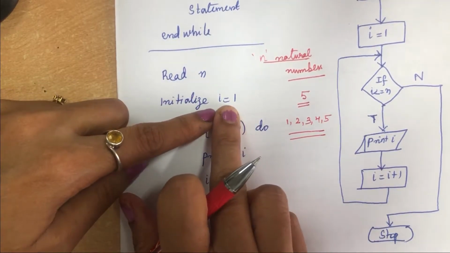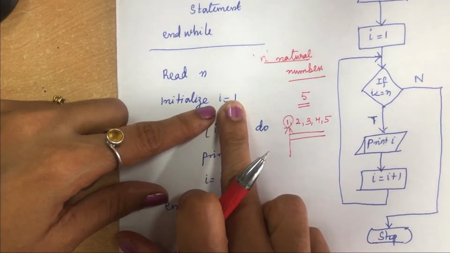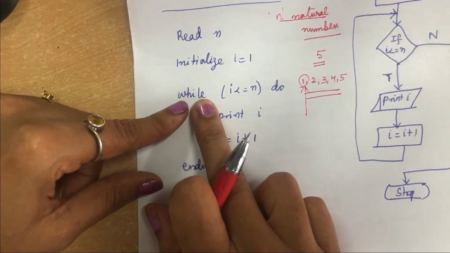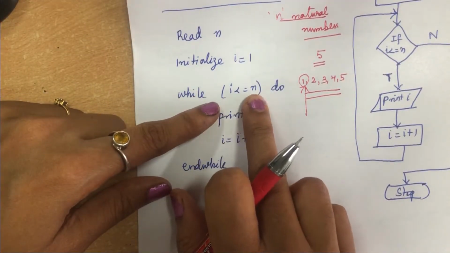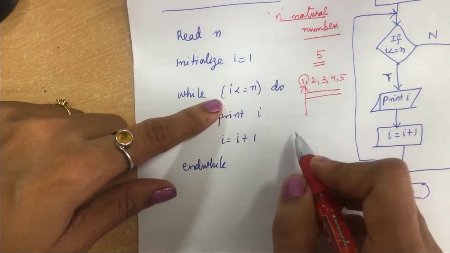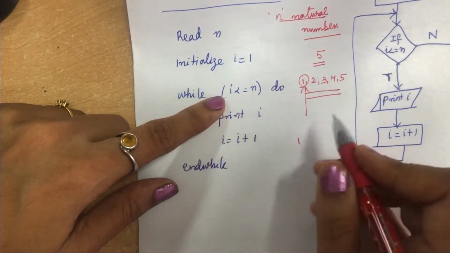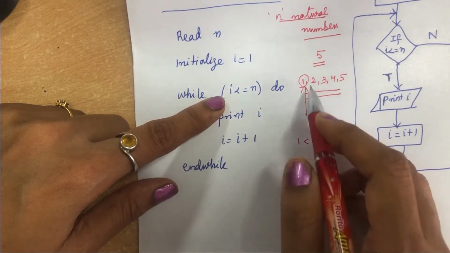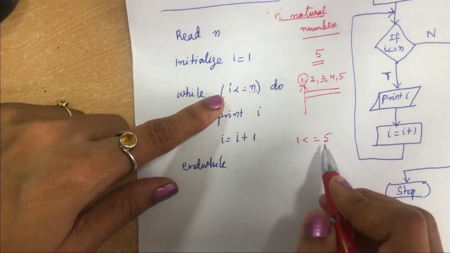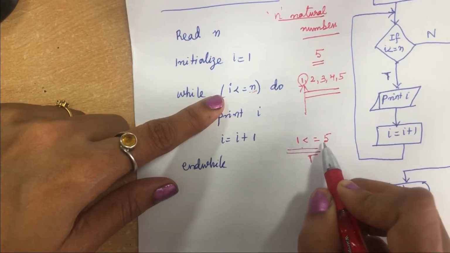And you have to initialize I equal to 1, since I am starting from the value I equal to 1. Next I am going to check the condition: while I is less than or equal to n. Here I value is 1, and n is 5. So 1 is less than or equal to 5, and the condition is true.